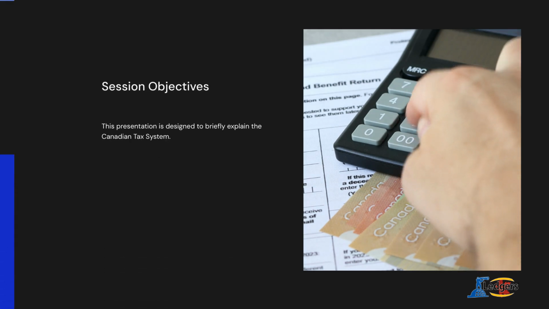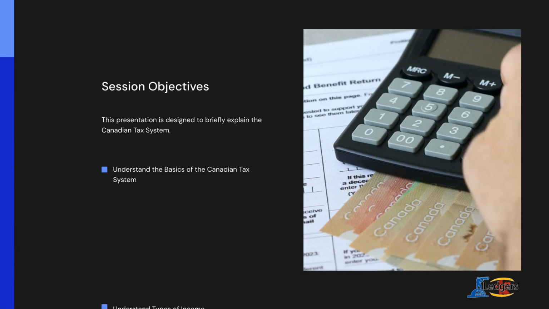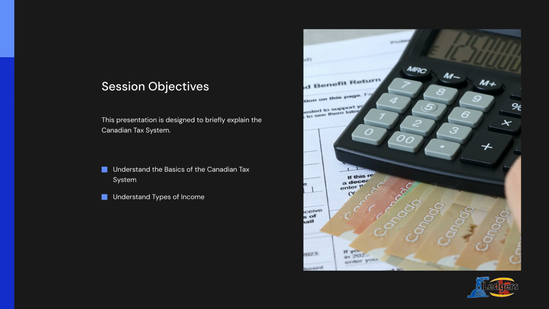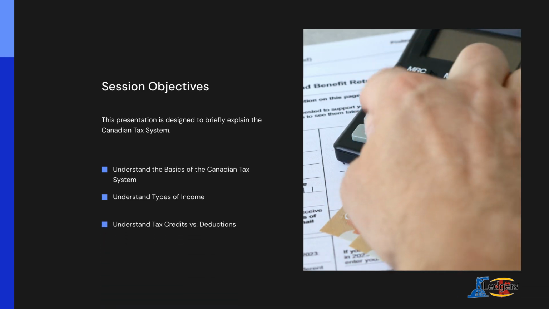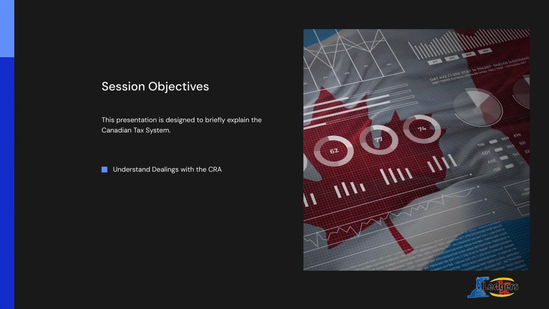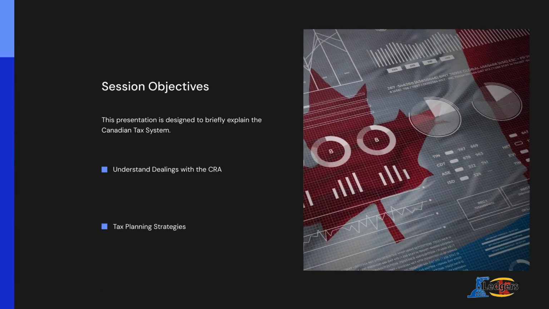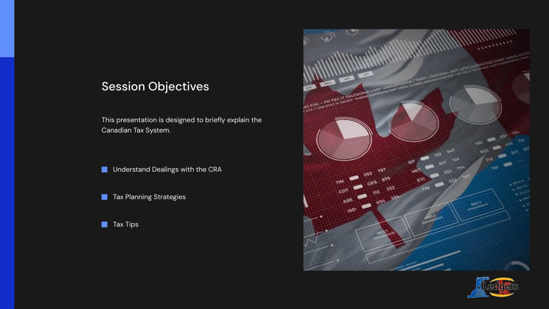Our objectives for this session are to generate a basic understanding of the Canadian income tax system. Second, we'll explain the different types of taxable income. And third, we will explain the difference between tax credits and tax deductions. The objectives continue with understanding how to deal with the Canada Revenue Agency. Next, some basic tax planning strategies. And finally, some simple tax saving tips.